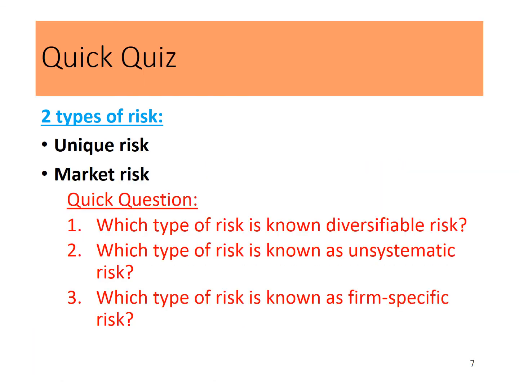Question number one. Which type of risk is known as diversifiable risk? The answer is unique risk. Unique risk can be diversified away. Question number two. Which type of risk is known as unsystematic risk? The answer again is unique risk. Question number three. Which type of risk is known as firm-specific risk? The answer is unique risk too.